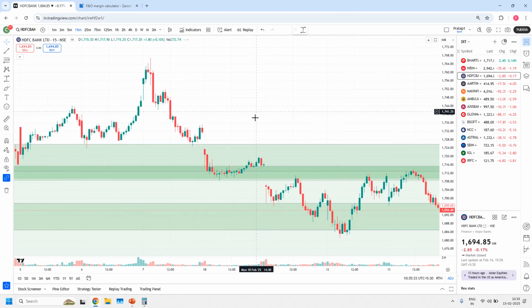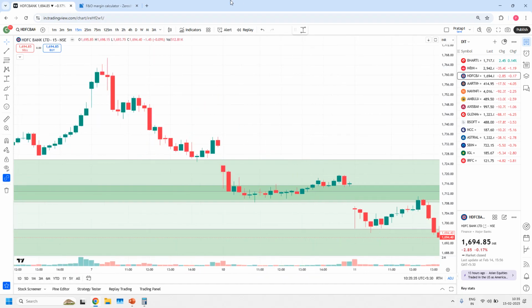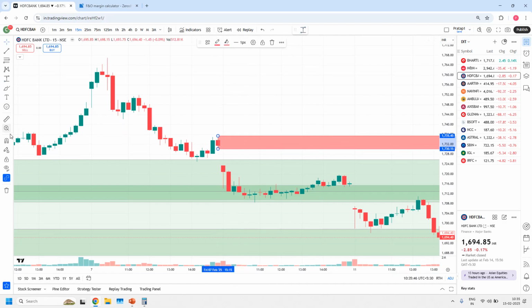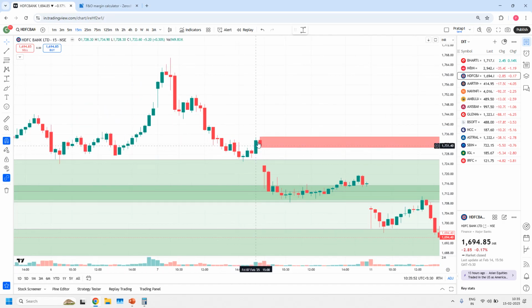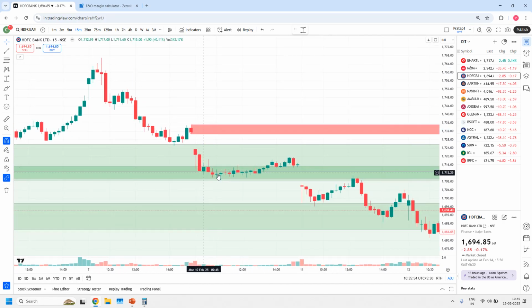What could be your target? The nearest one. What is the nearest zone? This is the one. Drop base drop. This is again another important point you have to learn here. So this is the new supply zone. So that means when you want to take a trade in this zone, this should be your supply zone.